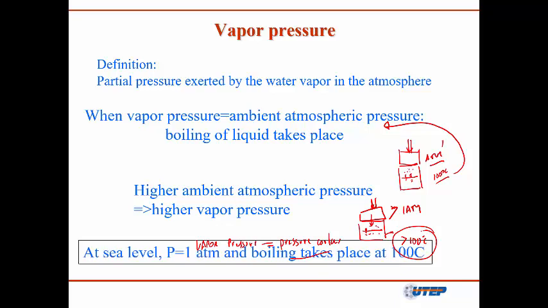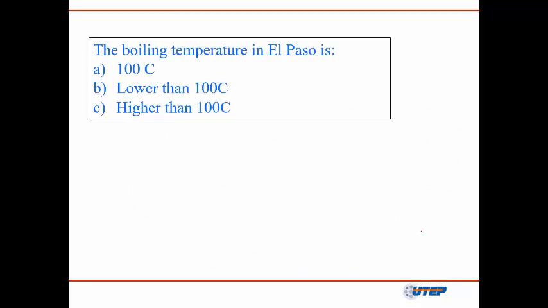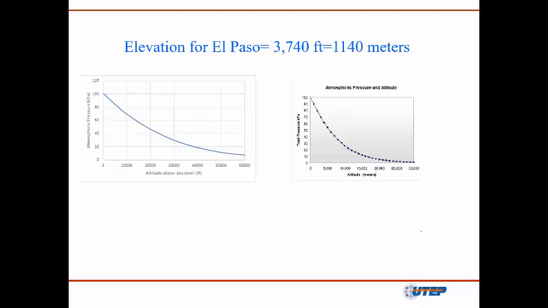So at 1 atmosphere, boiling takes place at 100 degrees Celsius. The elevation for El Paso is 3,740 feet. So one thing that happens is that as you increase in elevation, the atmospheric pressure decreases.